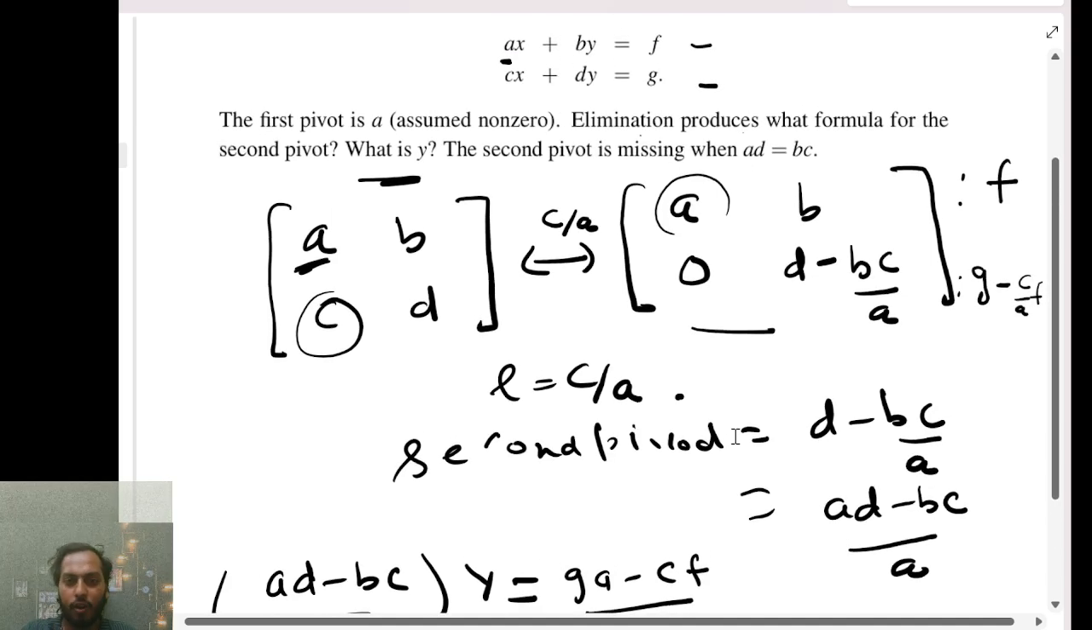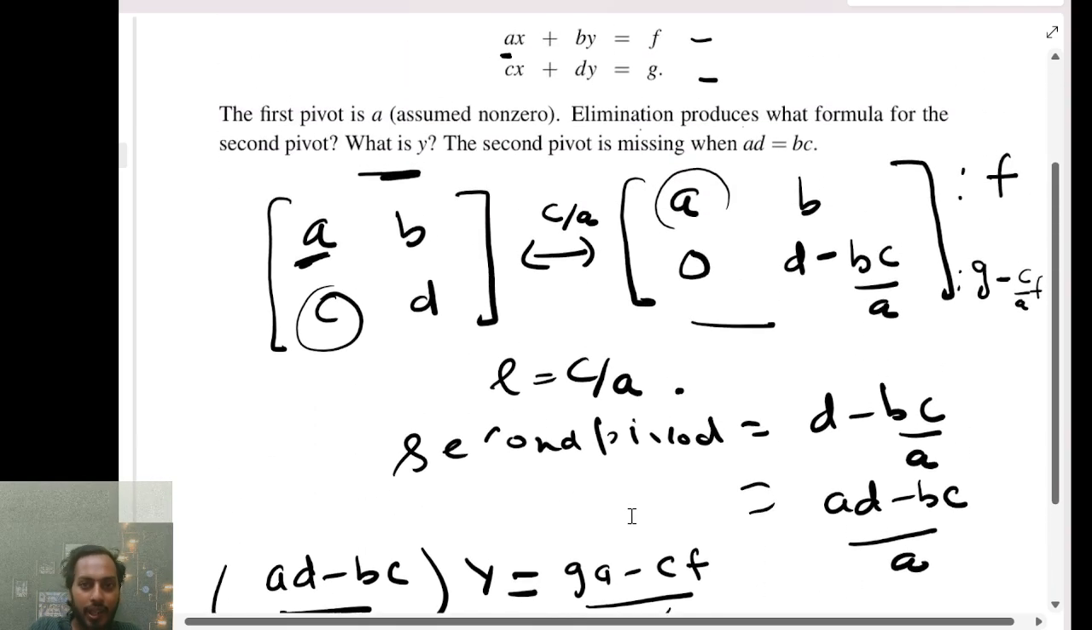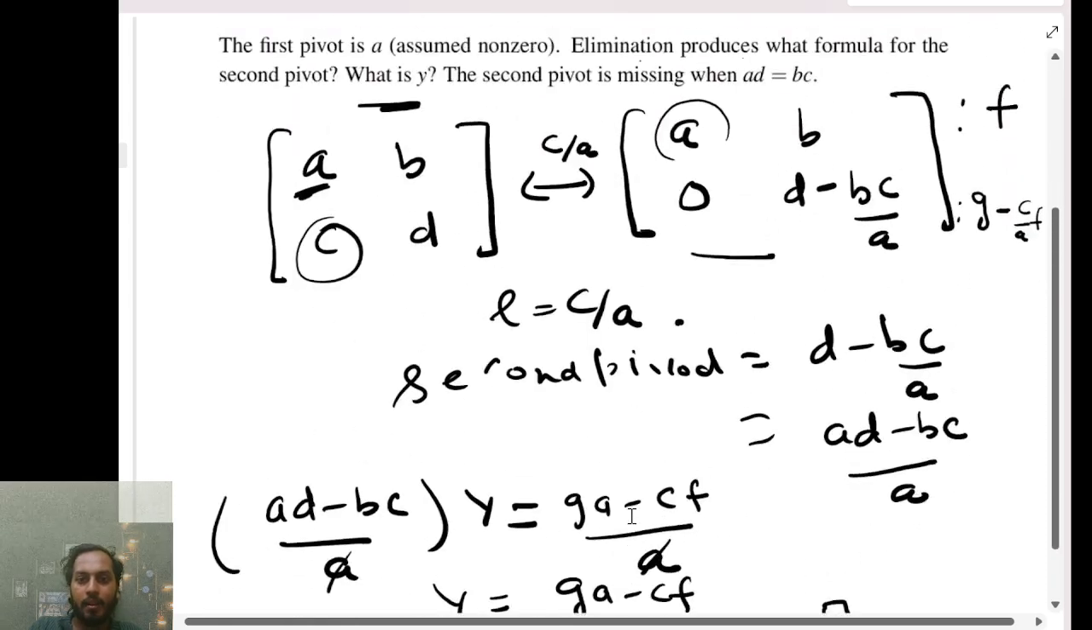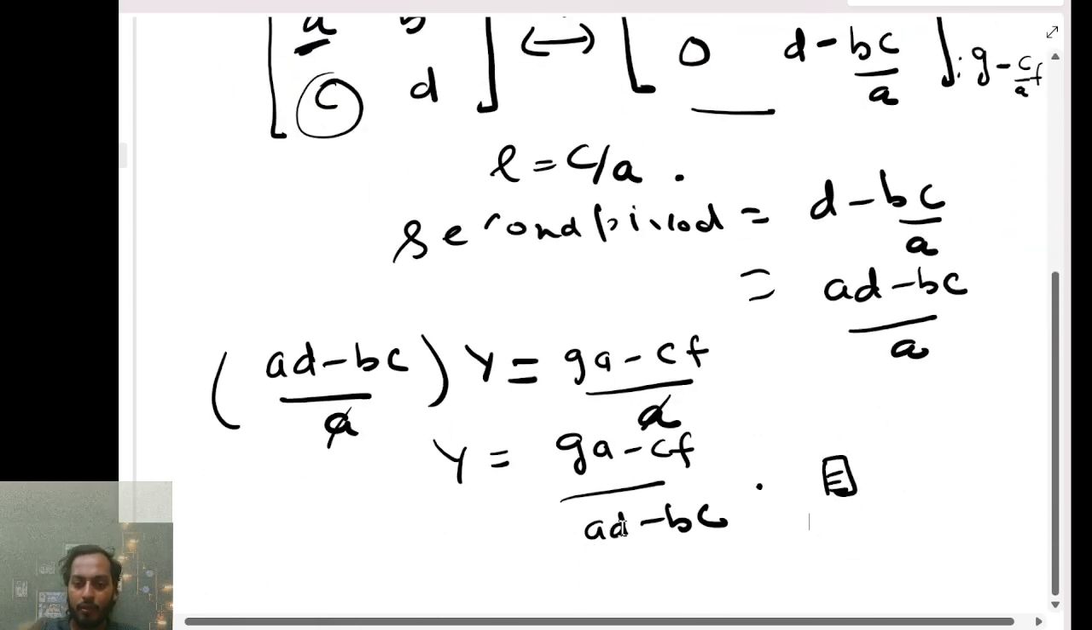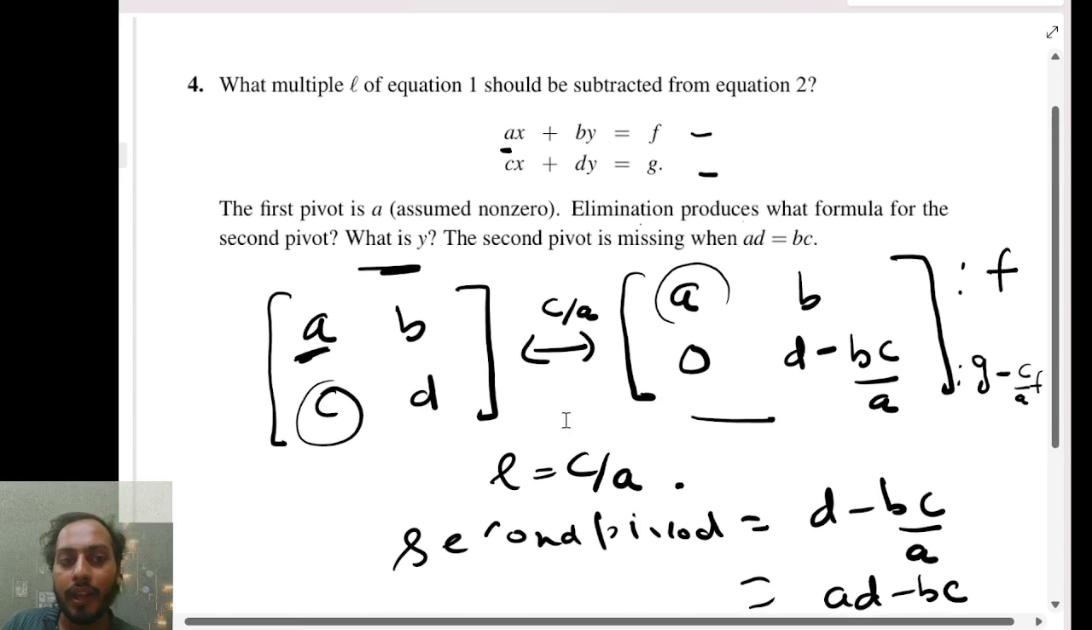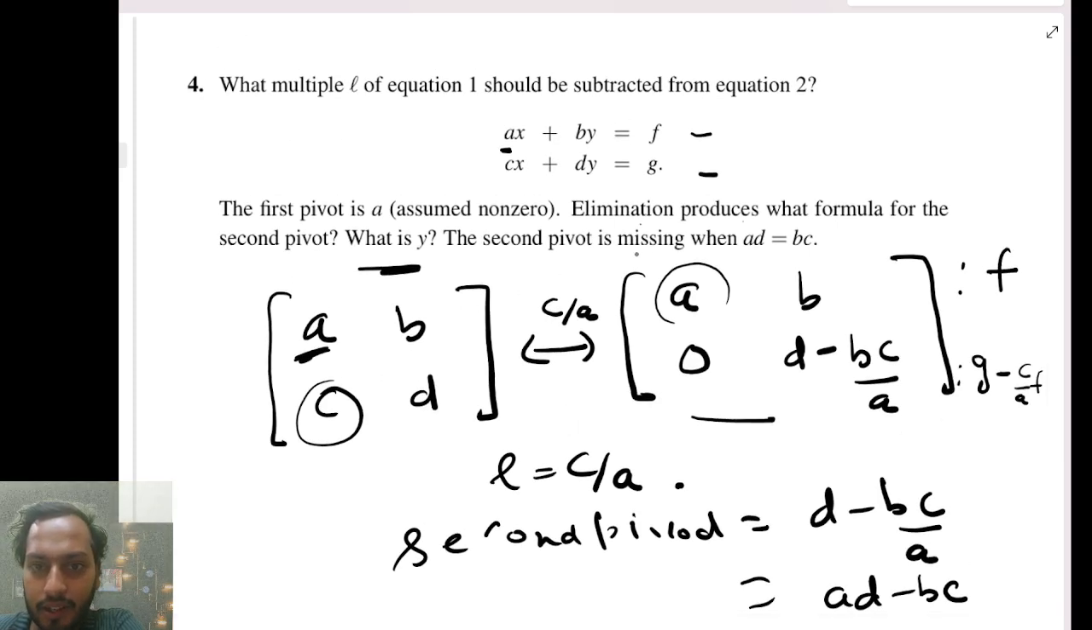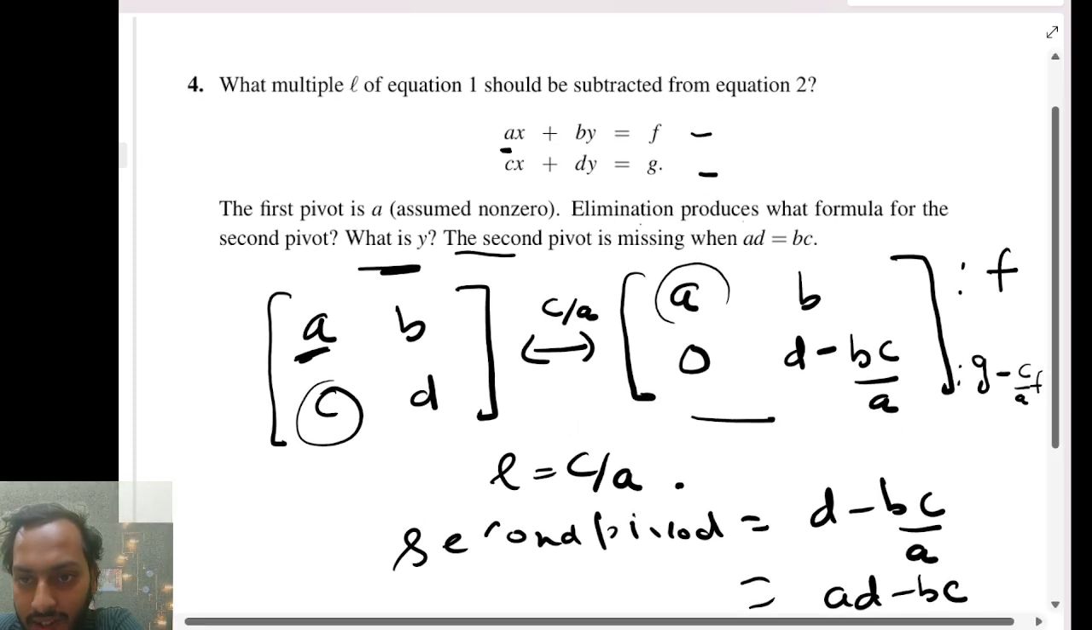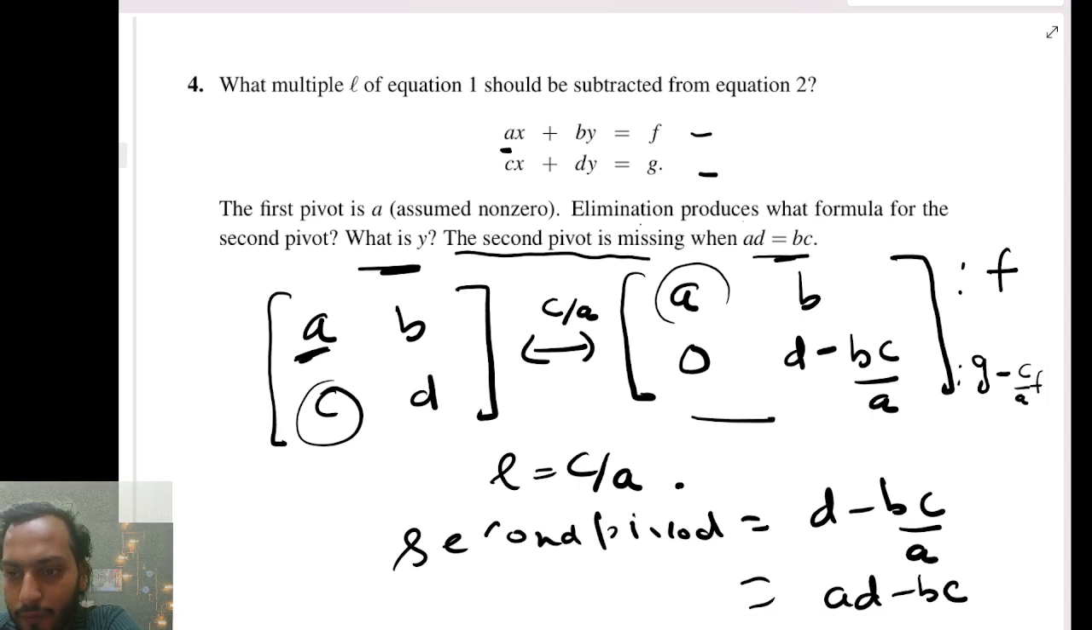They're asking for the formula for Y. The formula for Y would be GA minus CF. Whatever the values are, you just plug them in and you will get the answer. Okay. And what are they asking at last? They're asking when the second pivot is missing, when AD and BC are equal. When would the second pivot be missing? When this second pivot would be 0.